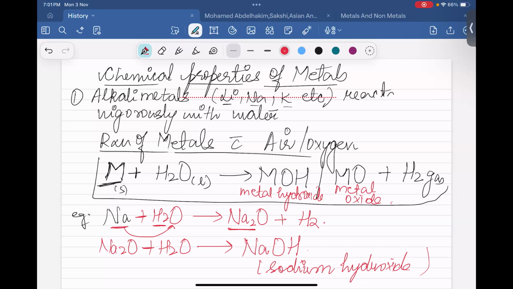So about chemical reactions of metals, the first reaction will be the reaction of metals with air and oxygen. This is the general equation of any metal. M can be any metal. Here I have taken sodium. Any metal you can take: sodium, potassium, magnesium, aluminum, zinc, anything. And when we react it with water, there is the formation of either metal oxide or metal hydroxide, and always H2 gas is released.